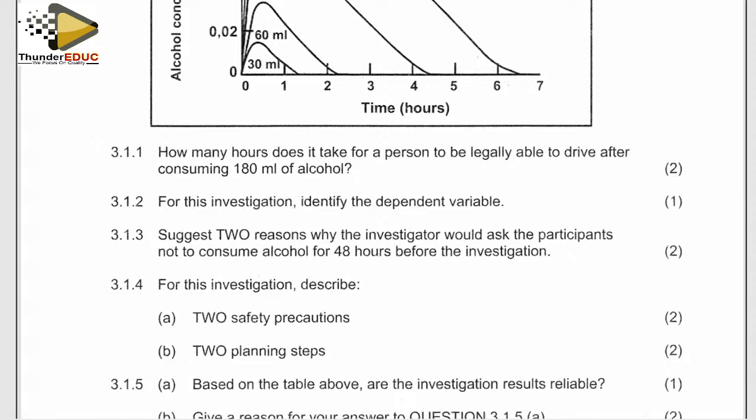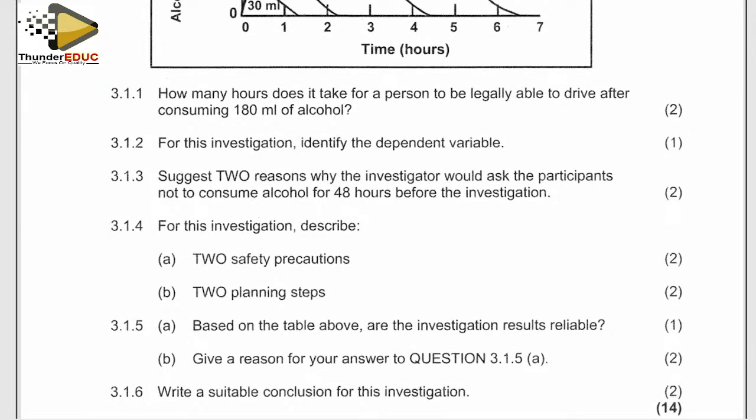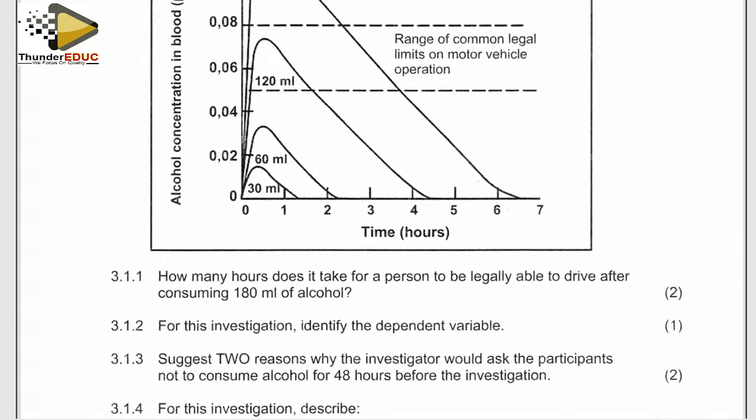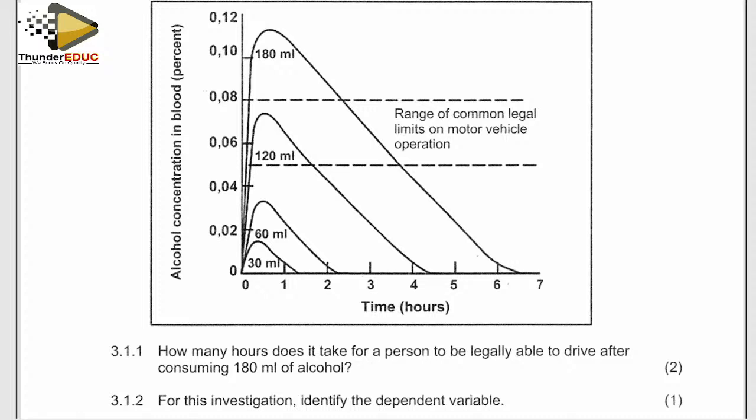Let's go to question number 1. How many hours does it take for the person to be legally able to drive after consuming 180 milliliters of alcohol? 180 milliliters, it's this one. And this is the normal range, meaning that when this person drank here, it took him to reach this mark around maybe 2 hours 50 minutes, meaning 2.8 hours, something like that.